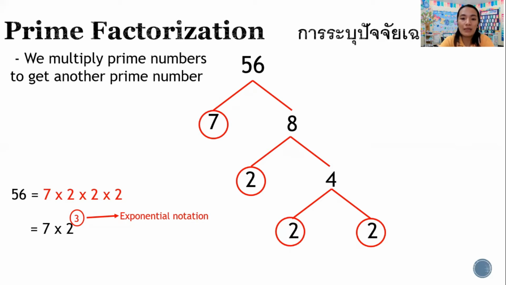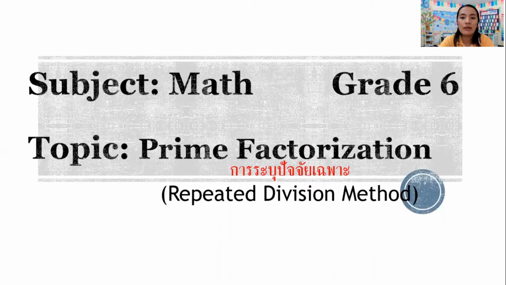Next, we will get the prime numbers here in the factor tree, and then we will write it as 7 times 2 times 2 times 2. And the final answer will be 7 times 2 to the power of 3. Now let's move on to our topic today.